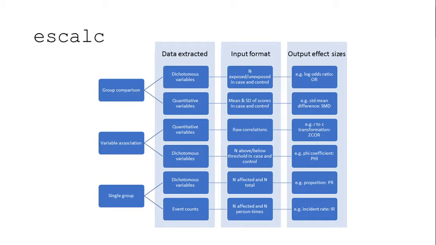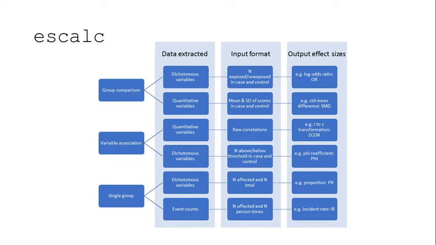If you've got the case where it's used dichotomous variables in the original study, you can have an input format where you've got the frequency of participants who are exposed and unexposed in each of case and control, and you can ask it to spit out a log odds ratio, and you can also ask it to convert that to a standardized mean difference as well.